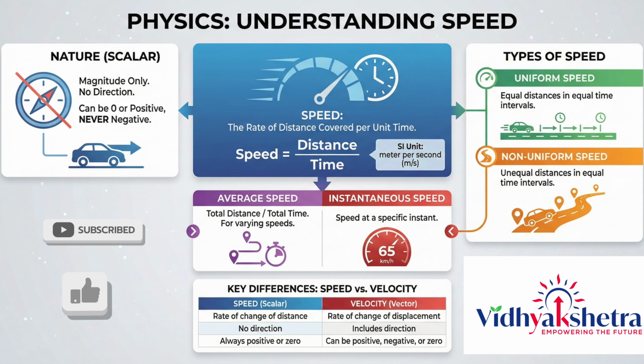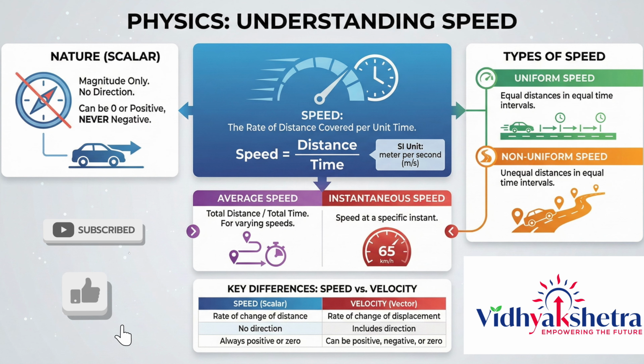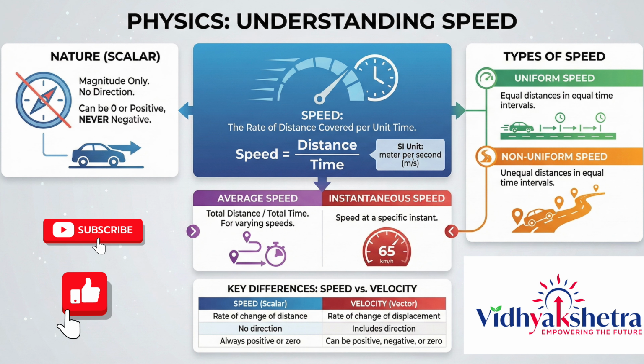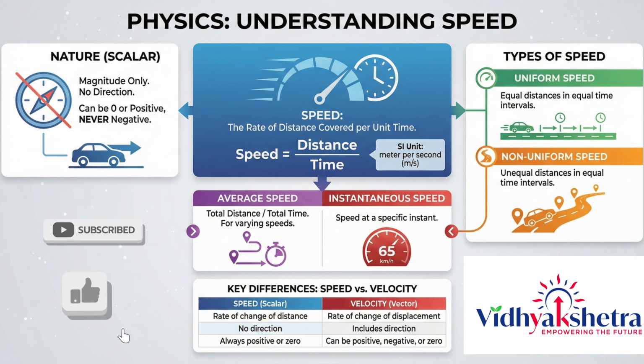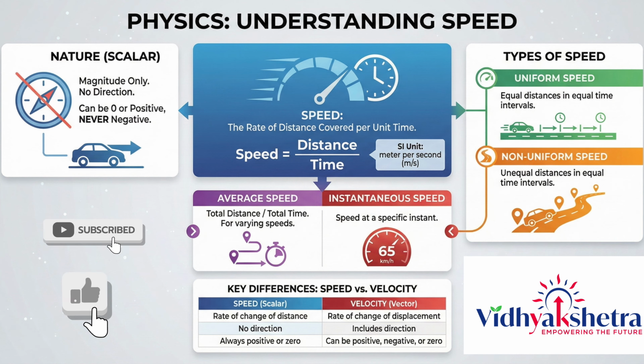Conclusion. To summarize, speed is the distance traveled per unit time. It is a scalar quantity that tells us how fast an object is moving. Understanding speed is essential for learning motion, velocity, and acceleration in physics.